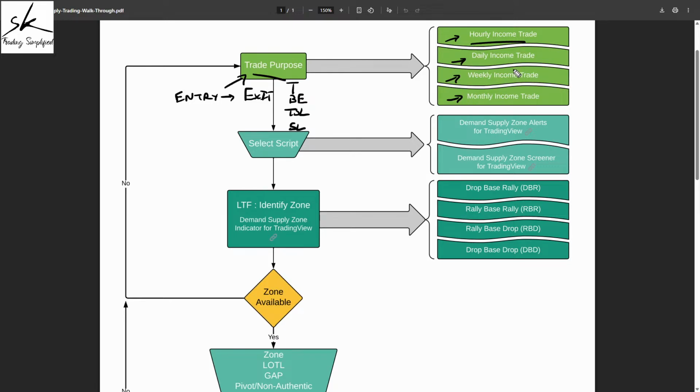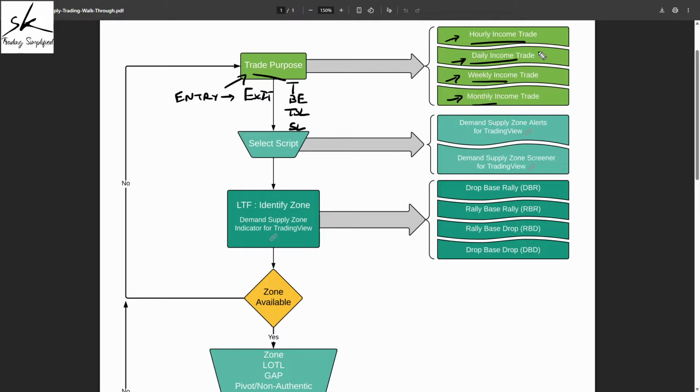Hourly income implies a trade where my expectation is that this trade can last for an hour or maybe a few hours. Daily income, a trade which can last for a day or a few days. Weekly income, a trade which can last for a week or a few weeks. And monthly income, a trade which can last for a month or a few months.